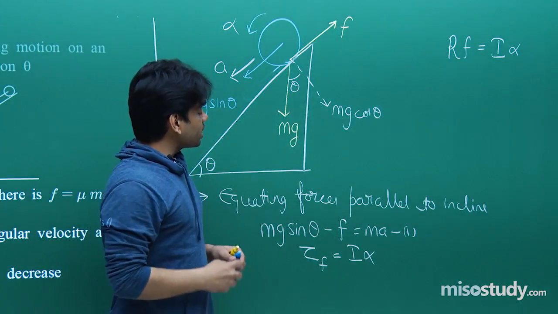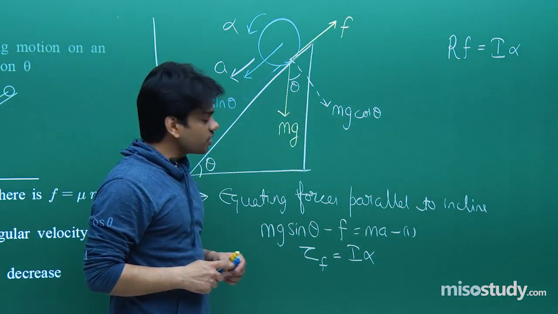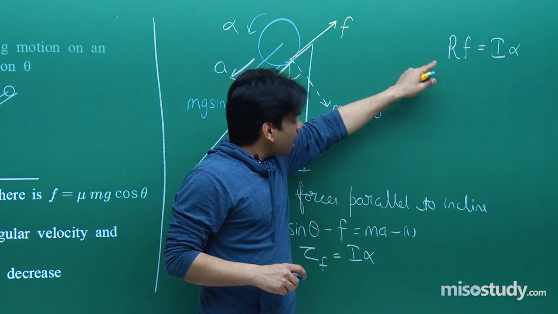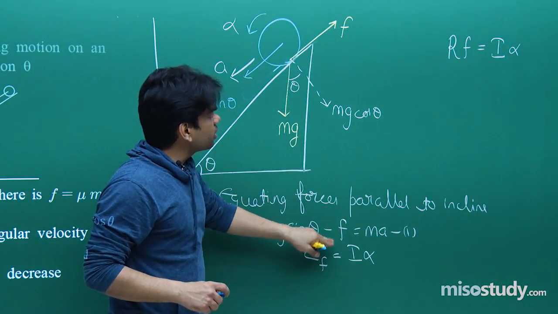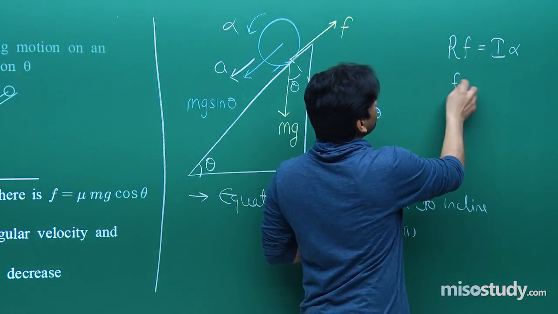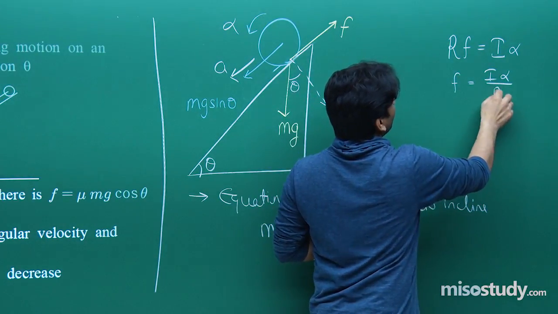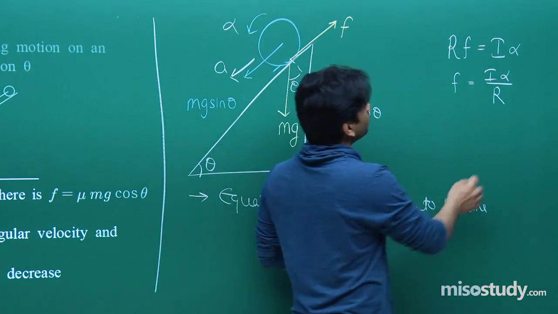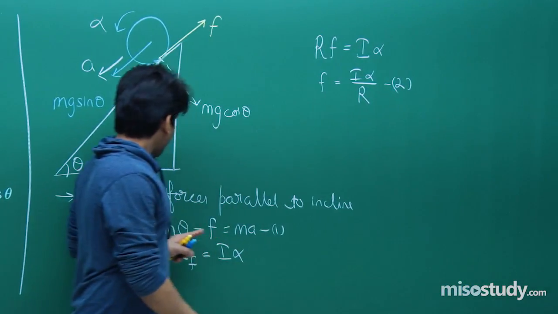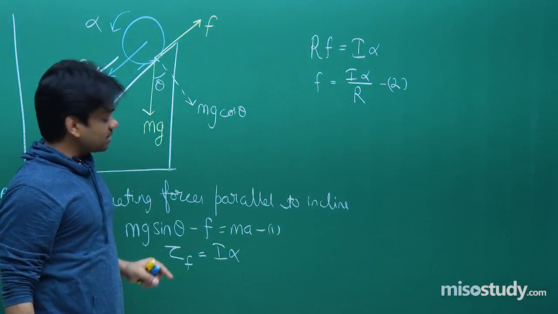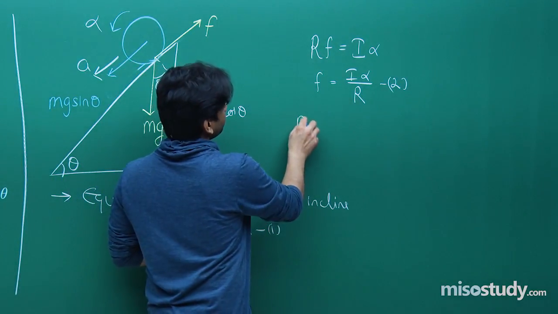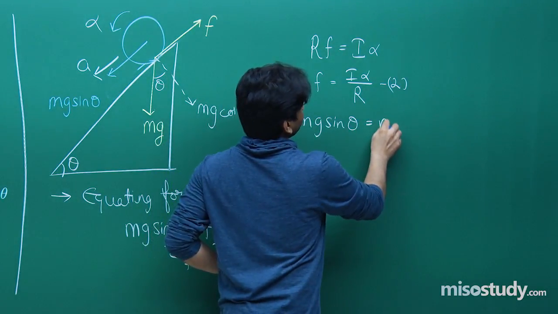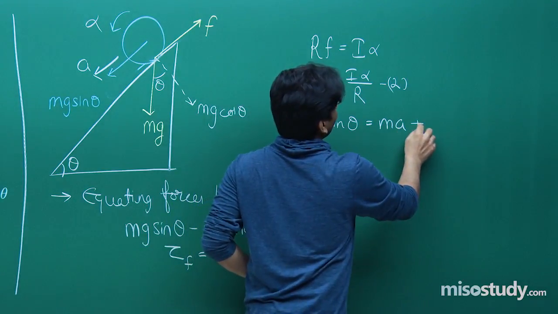Now using these two equations, we have to frame an equation for the frictional force. If we eliminate the frictional force using both equations, we will have f is equal to I alpha by R. We can write it this way, f is equal to I alpha by R. Adding equation number 1 and 2, we will have mg sin theta minus f and plus f cancelled out. Mg sin theta is equal to ma plus I alpha by R. Mg sin theta will come out to be ma plus I alpha by R.